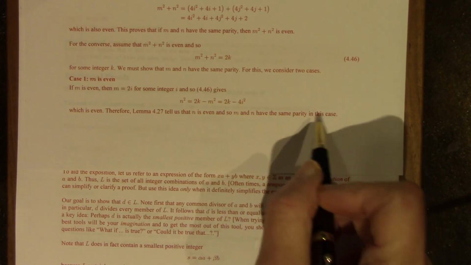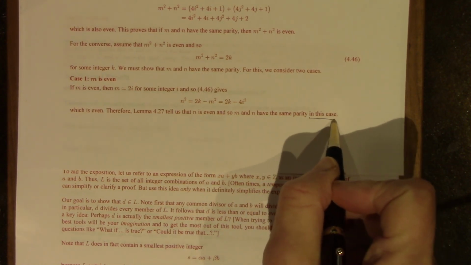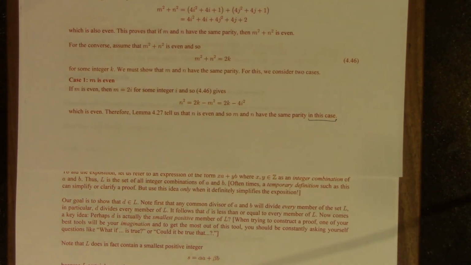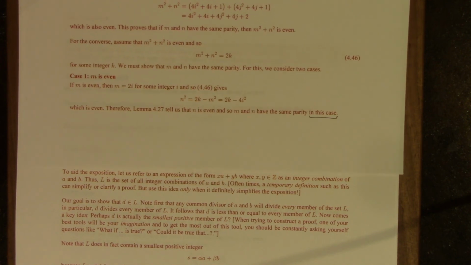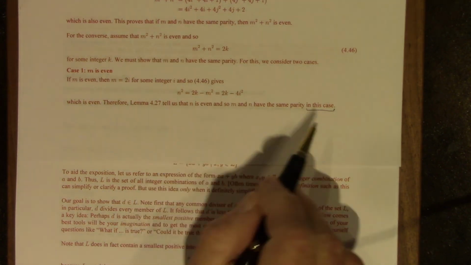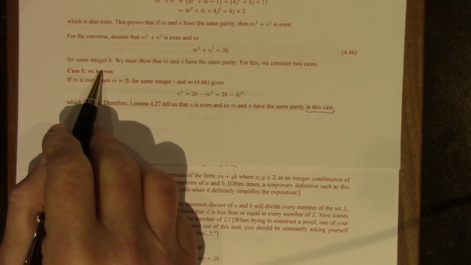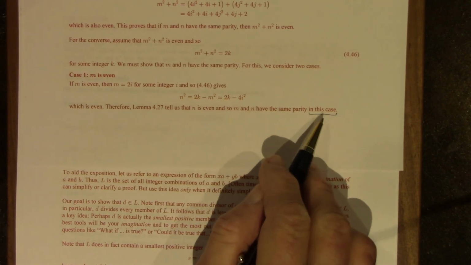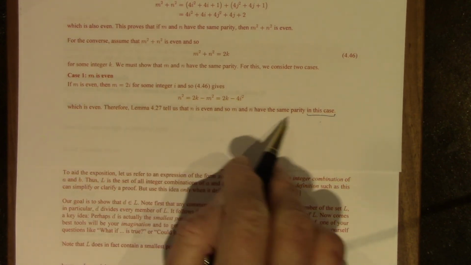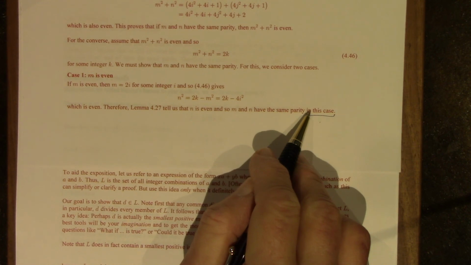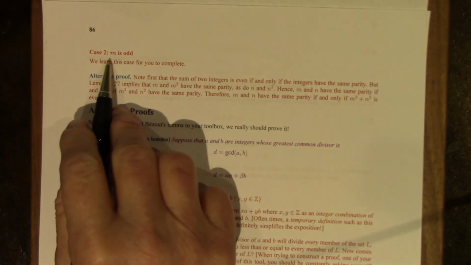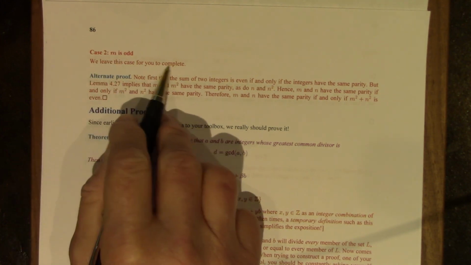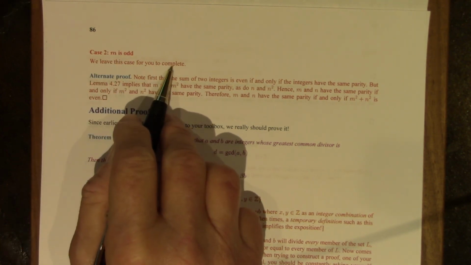And this is just a nice little touch that shows your writing style is clear and polished. It ties back to here and reminds the reader we have another case to consider, or that at least we've considered only one case. Case 2, m is odd. Leave that for you.